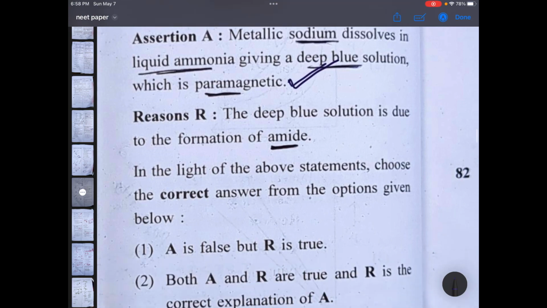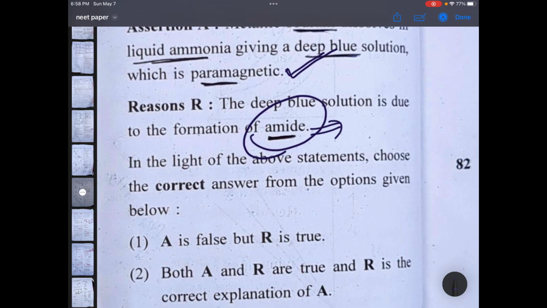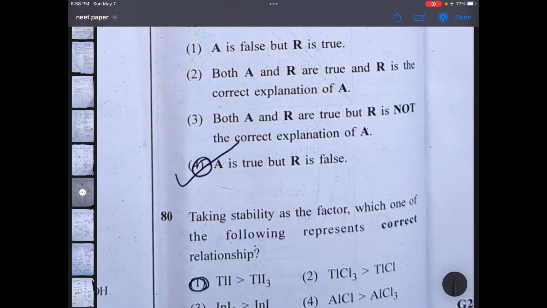Metallic sodium dissolves in liquid ammonia, giving a deep blue solution which is paramagnetic, is the right statement. The deep blue solution is due to the free electrons moving in the solution, not because of amide. Because of the formation of the amide, it finally turns into bronze color. So A is right, R is wrong.